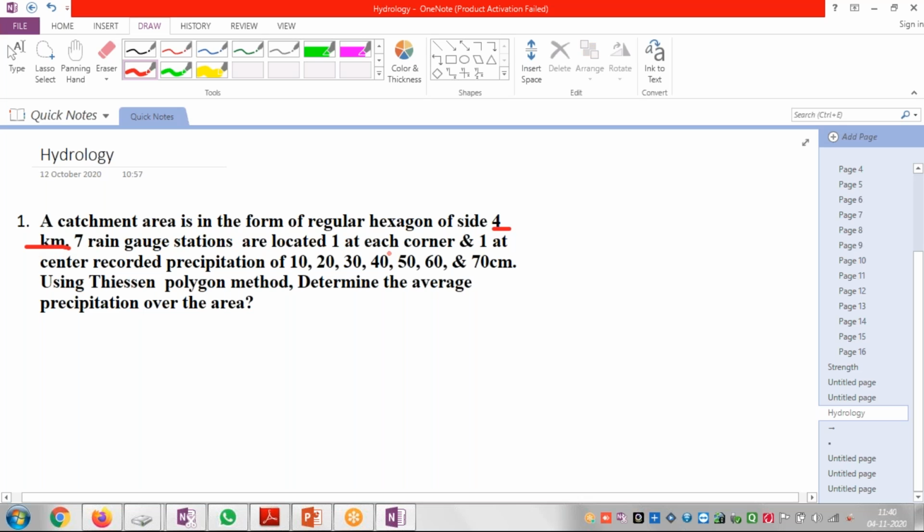Seven rain gauge stations are located, one at each corner and one at the center. Recorded precipitations are 10, 20, 30, 40, 50, 60, and 70 centimeter. Use the Thiessen polygon method. Now the method is clear. You have to calculate the P average using the Thiessen polygon method. Determine the average precipitation. Now we will try to understand what this problem is.